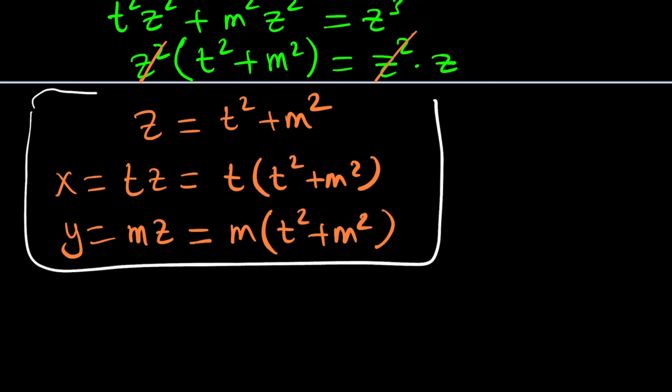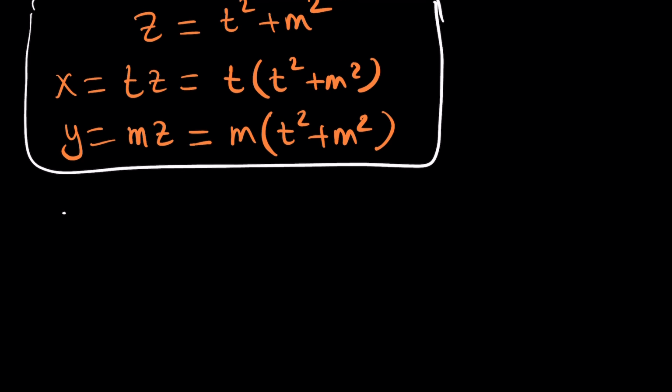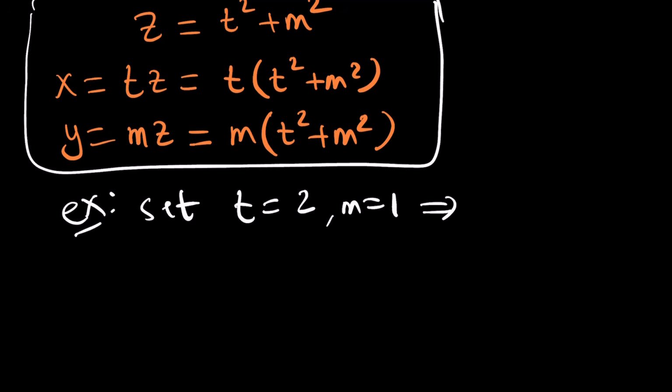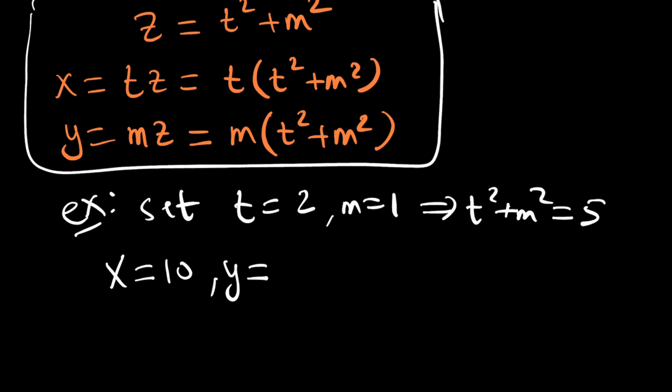If we pick, and you can treat t and m as parameters, for example, if you set t equals 2 and m equals 1, from here you get t squared plus m squared as 5. And then x is just going to be 2 times that, which is 10, and y is going to be 1 times that, which is 5, and z, of course, is going to be 5, because z is equal to this number, remember? So 10, 5, 5 is actually going to satisfy this, or is it?